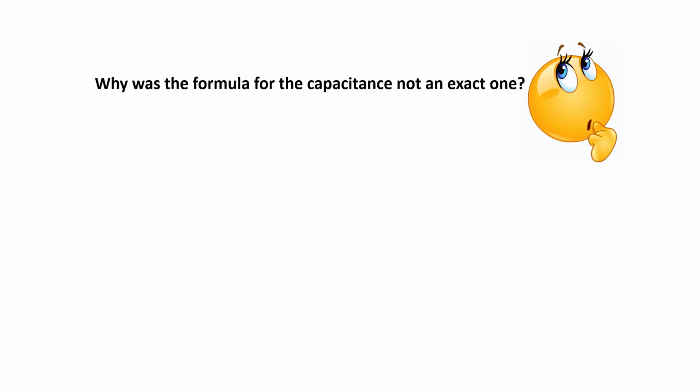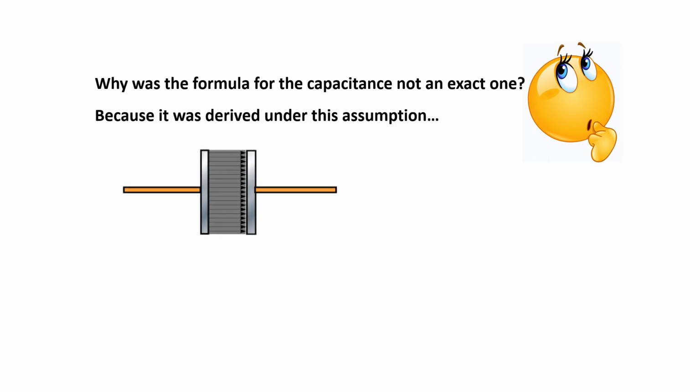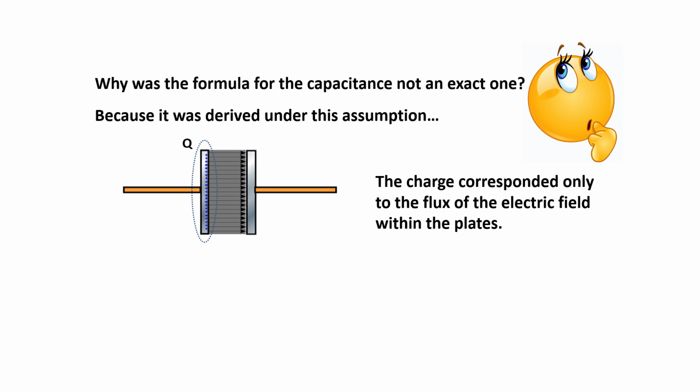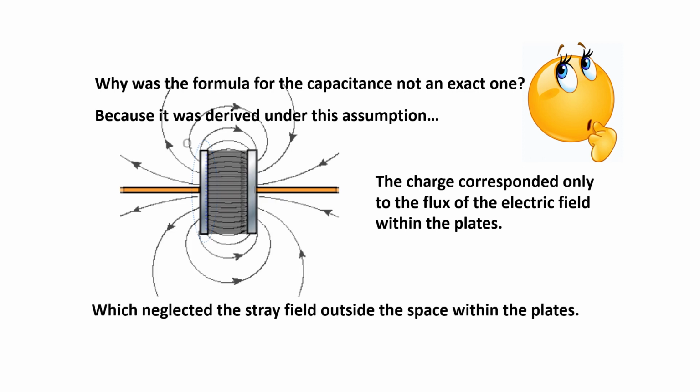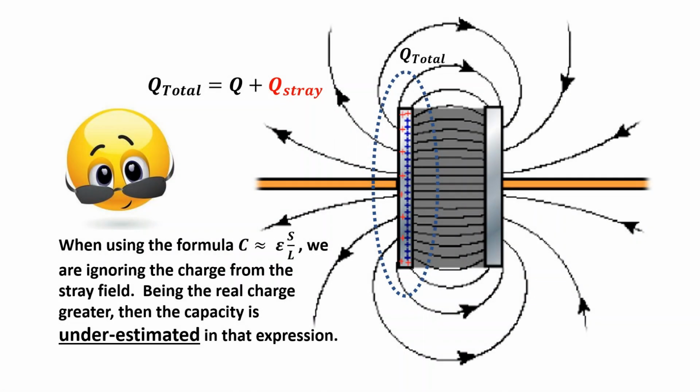Well, because it was derived under this assumption: the charge corresponded only to the flux of the electric field within the plates, which neglected the stray field outside the plates. So the total Q is the one assumed plus the one from the stray field. When using the formula C equals epsilon S over L, we are ignoring the charge from the stray field. Being the real charge greater, the capacitance is underestimated in this expression.